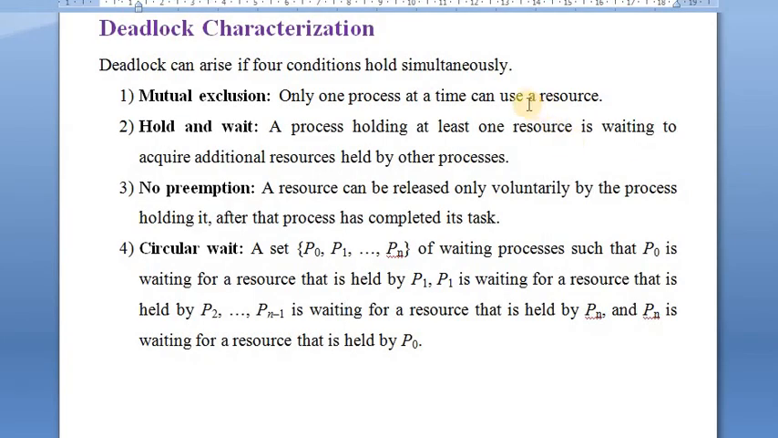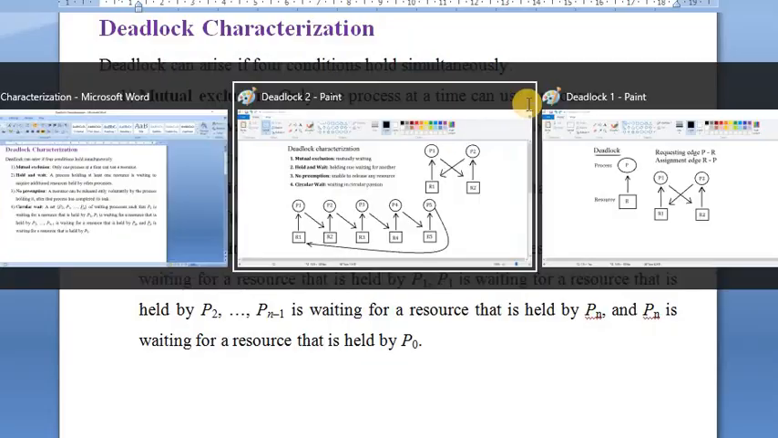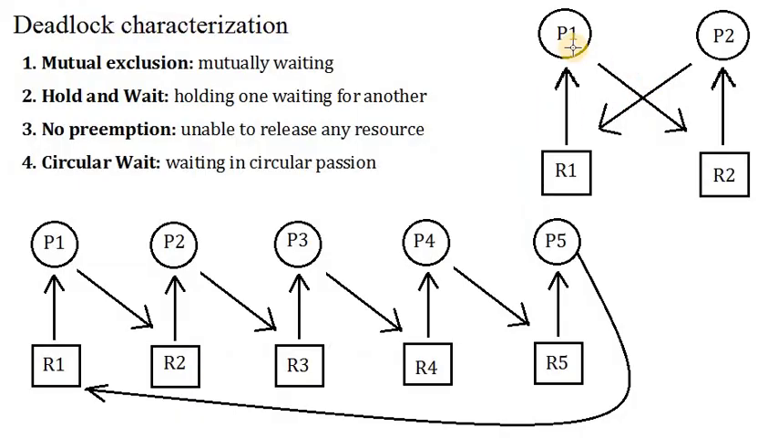You can see only one process at a time can use a resource. That means here P1 only is the process to use R1 and P2 is the only process to use R2. These resources cannot be used by a second process at the same time. So that is called mutual exclusion. And you can see one more thing: they are mutually waiting for one another.